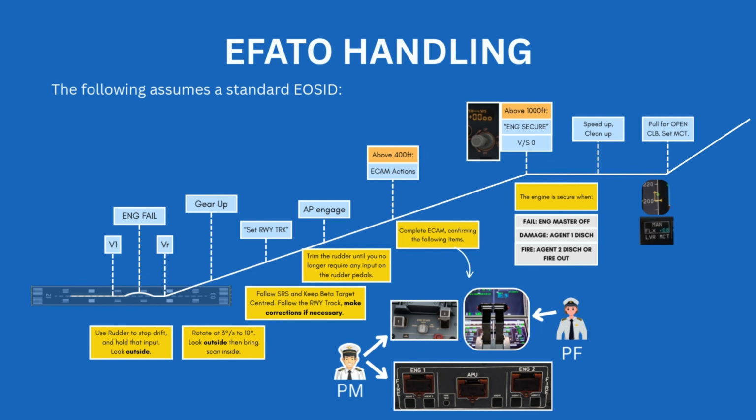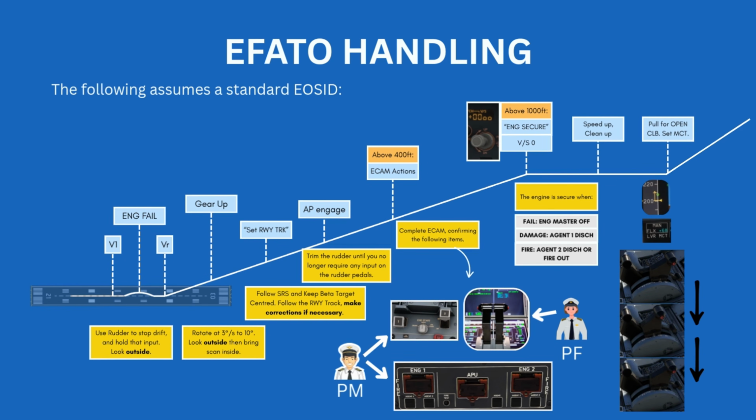When lever MCT flashes on the FMA, you can set MCT, max continuous thrust. Remember to do this only when you see lever MCT flashing. To set MCT, if you are in flex already, you will need to move the thrust lever to the climb detent first, before moving them back to MCT. If you are in toga thrust, you can move the thrust lever straight to MCT.